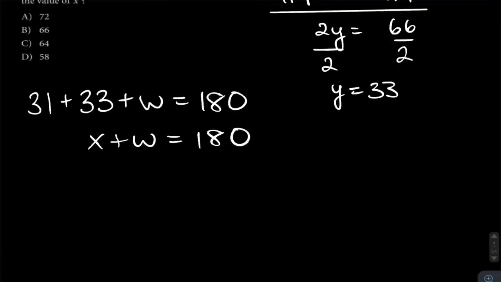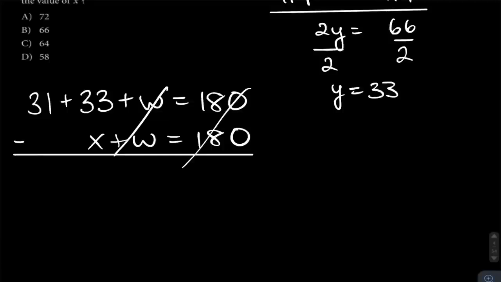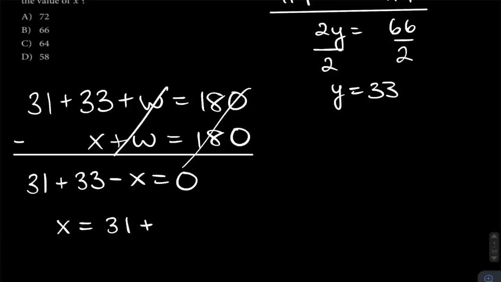If you still don't believe me, why don't we just subtract these two equations? If we subtract these two, the w's go away, the 180s go away, and 31 plus 33 minus x is equal to 0. Then if you just add x on both sides, you get x is equal to 31 plus 33.